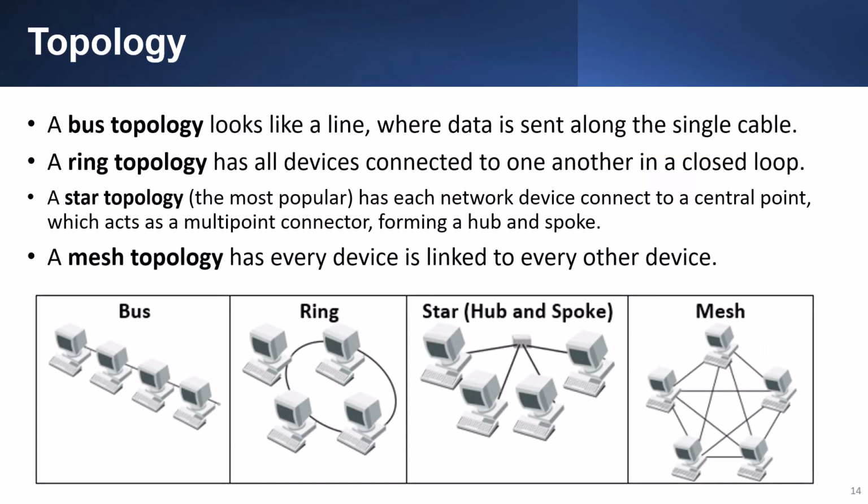A bus topology looks like a line where data is sent along a single cable. A ring topology has all devices connected to one another in a closed loop. A star topology, which is the most popular, has each network device connected to a central point which acts as a multi-point connector, forming a hub and spoke.